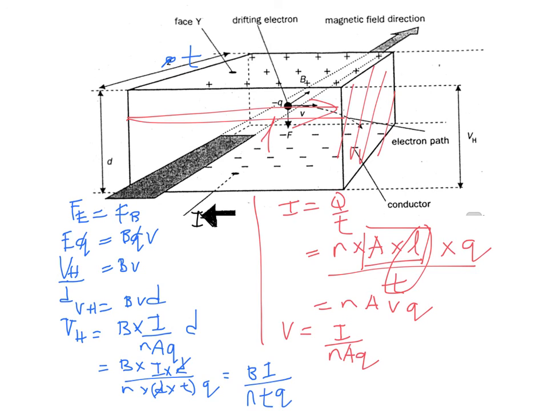So that is the formula for the Hall voltage in terms of the current and the thickness. And remember how to derive this equation, because it is required in your syllabus that you must know how to derive this.